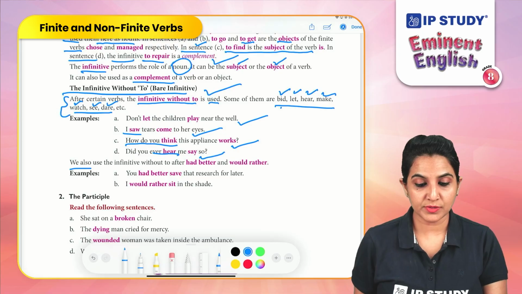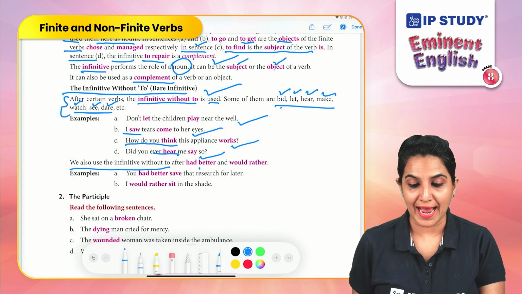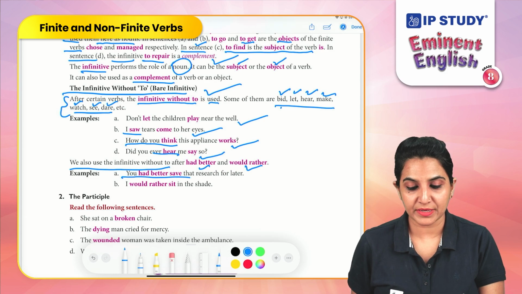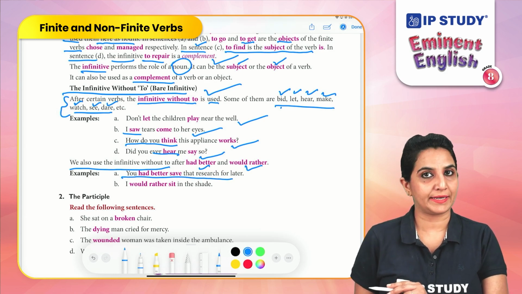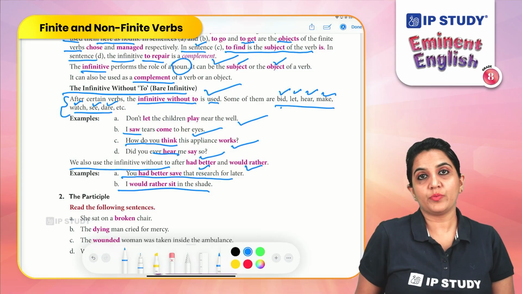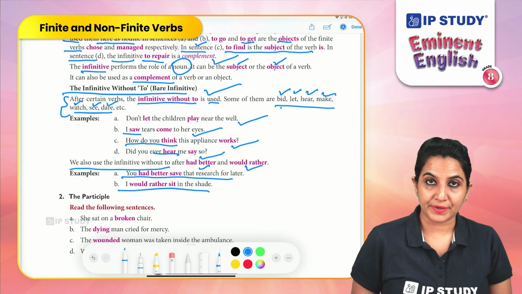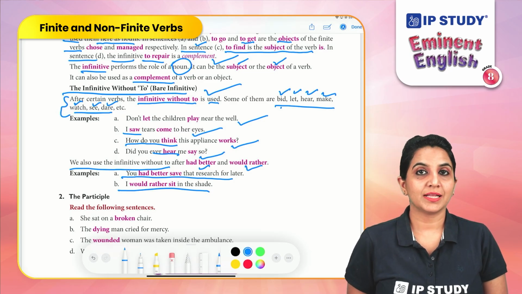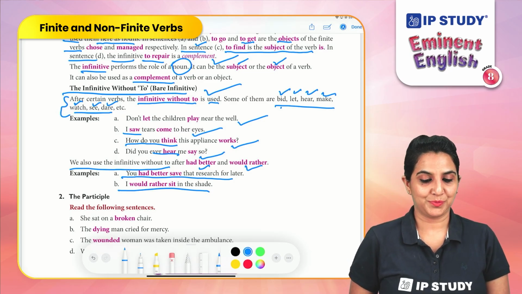We also use the infinitive without to after had better and would rather. For example, you had better save that research for later. I would rather sit in the shade. So with verbs like had better and would rather, in those scenarios also we use the infinitive without to.